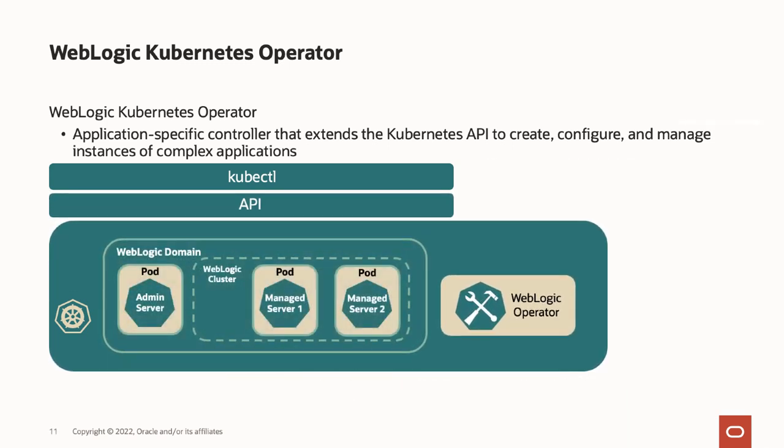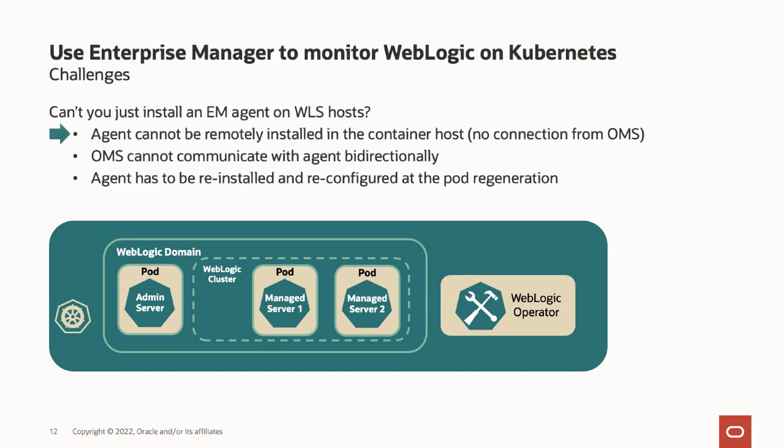Here is how it looks more realistically in the actual deployment. In this example, there is a WebLogic domain defined, an admin server, and also two managed servers, which are provisioned by the WebLogic operator in a Kubernetes cluster. And this is the environment we would like to monitor using Enterprise Manager. However, you cannot just directly install EM Agent on the WebLogic host as you would do in your on-premise deployment. Let's see what the challenges are here.